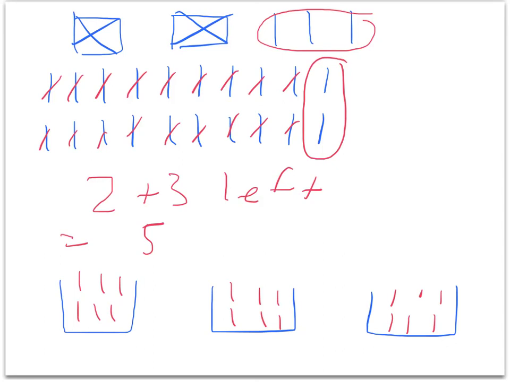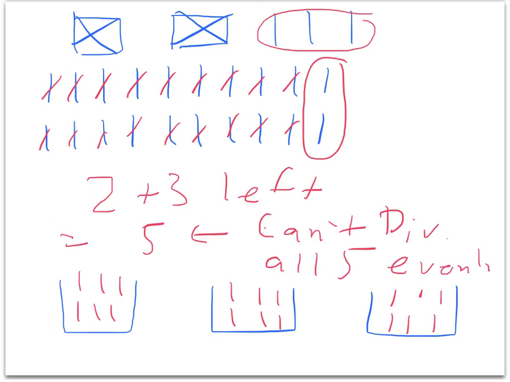So now I ask myself, can I divide those popsicle sticks evenly among my 3 cups? Well, no, I'm not going to be able to divide all of those among my cups. So I can't divide all 5 evenly. I could get rid of 3 more and then have 2 left, but I'm still not going to be able to do anything with those last 2. And so I can't divide all of these popsicle sticks evenly among the cups.